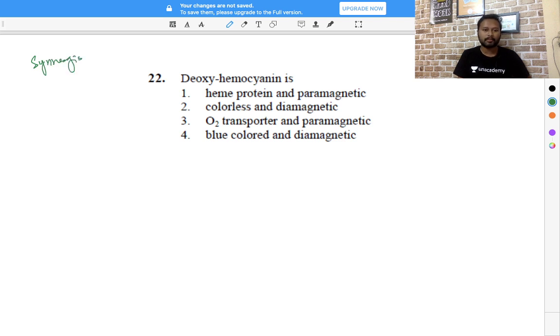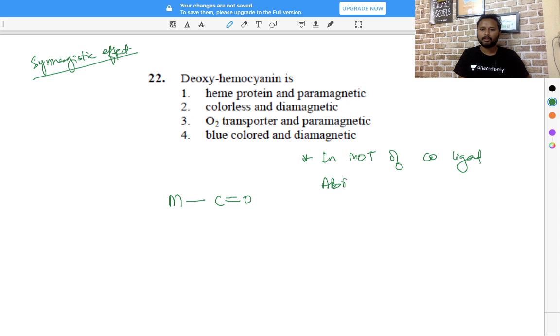So synergistic effect. What happens in this? See, it's a very simple effect. It's actually in metal carbonyls. If you look at a metal carbonyl, you have metal and CO double bond. Now you need to understand two things. In the molecular orbital diagram of carbon monoxide or the carbonyl ligand, you will see that the bonding orbitals are filled and you have anti-bonding empty orbitals. So what you need to know is that in the MOT of CO ligand, anti-bonding molecular orbitals are empty.